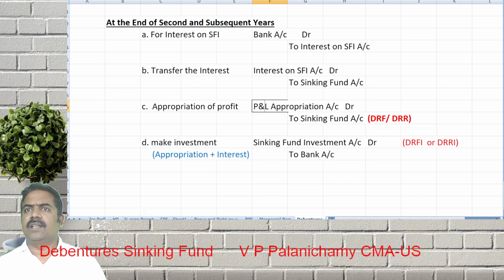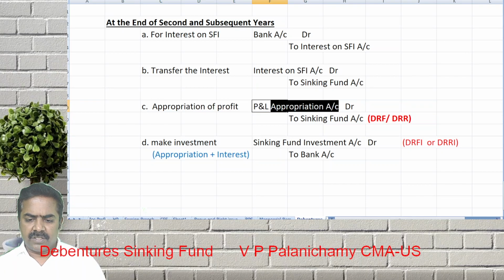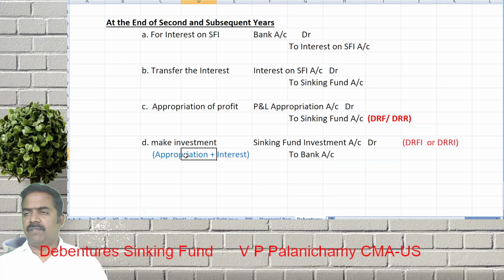Appropriation means setting aside some money. So this appropriation amount plus what? Interest, both will be invested. Both will be invested. This will continue for the second year, third year, fourth year, fifth year, till the last year.